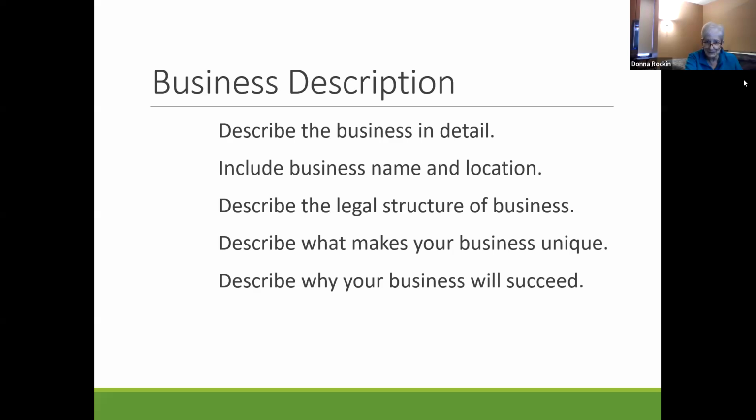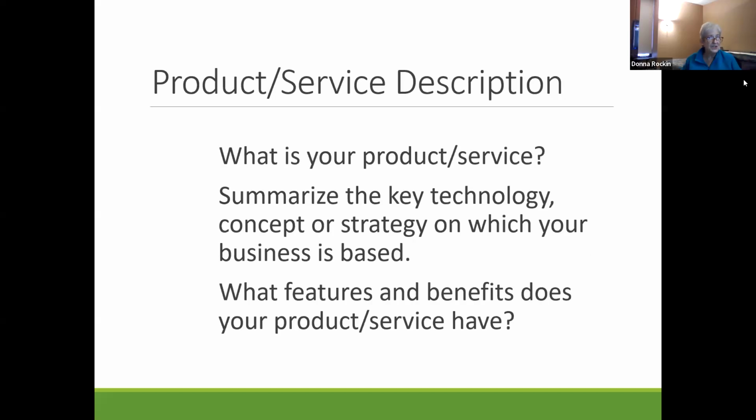And then also include why your business will succeed. It could be that you're the first to market, or you're the only one in the neighborhood, or that you really do make a better mousetrap. What is your product or service? And this you describe in detail. What it is you're selling.